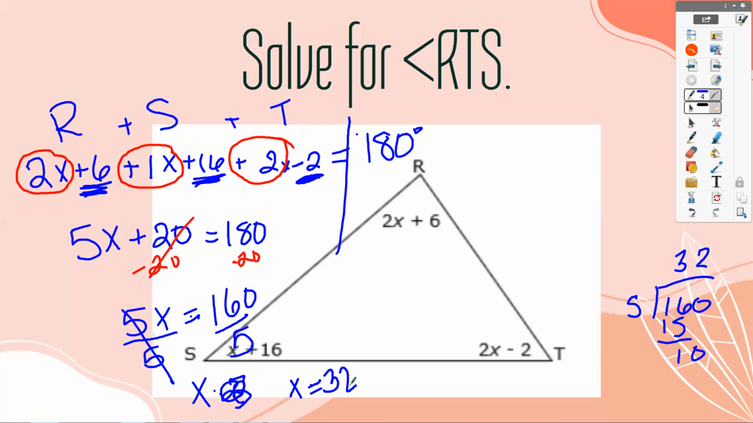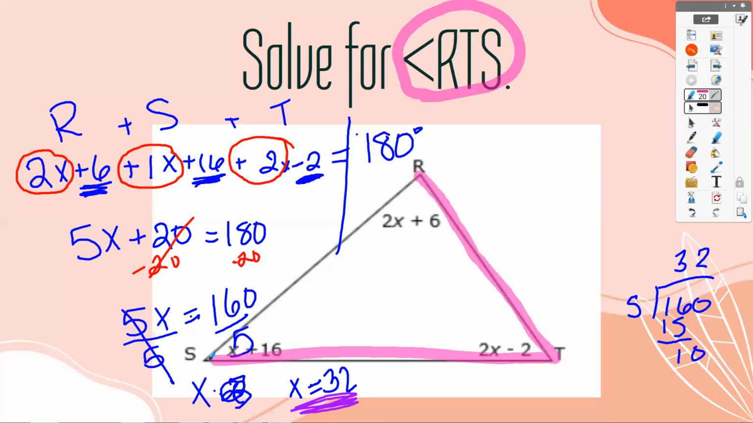Now it's asking for the angle RST. So be careful, because if this was a multiple choice question, I guarantee 32 would be an answer. But up here, it's asking for angle RTS. So I want to start at R, go over to T, and then over to S. And the angle that's highlighted is this one here.